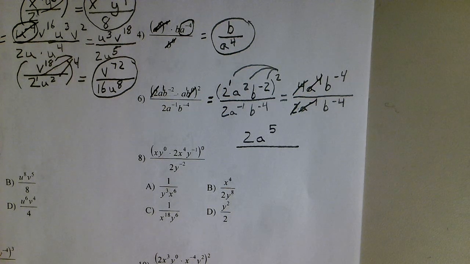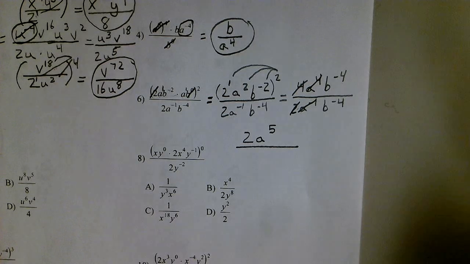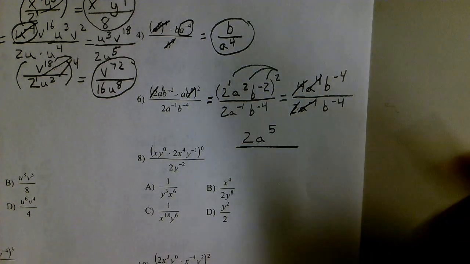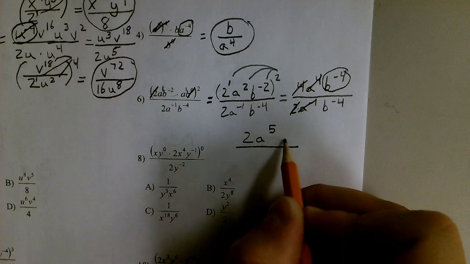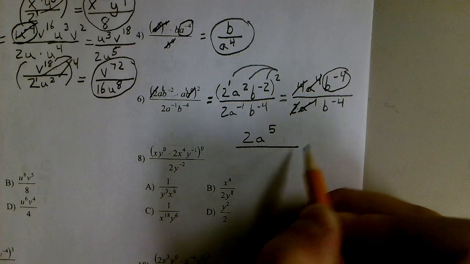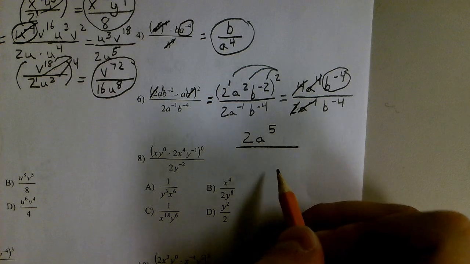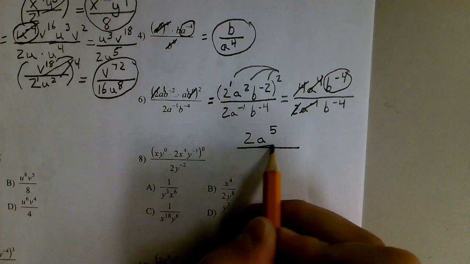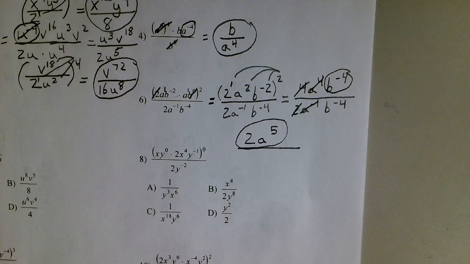Then we could look at these last two and talk about how it's the same in the top and the bottom. And when we have things that are the same in the top and the bottom, they just cancel. If you don't believe me, we can take this and move it to the top, and it would be b to the 4th on the top, and on the bottom, b to the 4th. And then we'd take this one from the bottom, move it up top, it'd be b to the 4th. Those are just going to cancel. So this is the final and best answer that we can have there, 2a to the 5th.